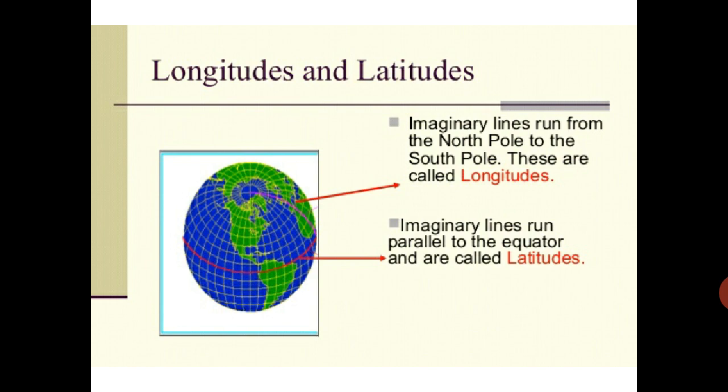In simple language, for remembering, don't confuse longitude and latitude. Latitude means a lying line, a sleeping line. In Hindi, sleeping means lete hue, lying down. So lying lines are latitudes, and long standing lines are longitudes. Longitudes run from North Pole to South Pole and latitudes are parallel to the equator.